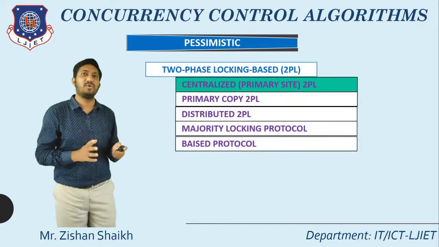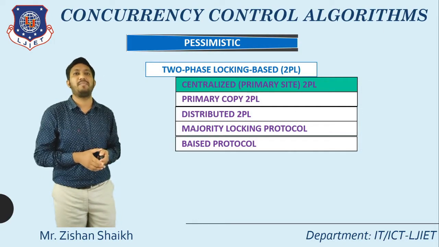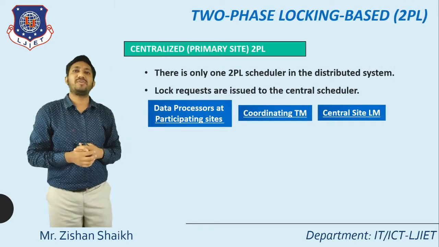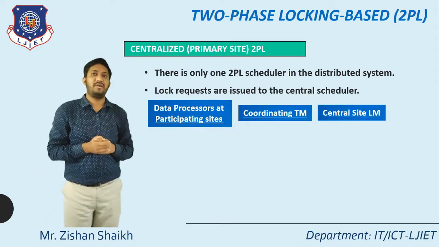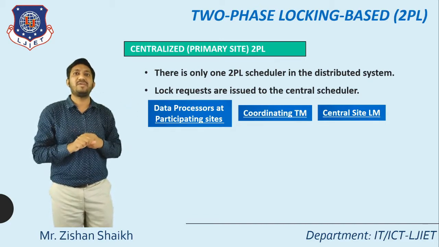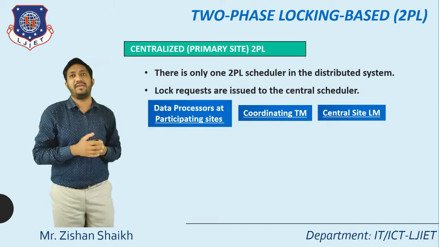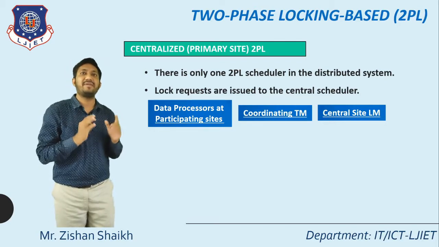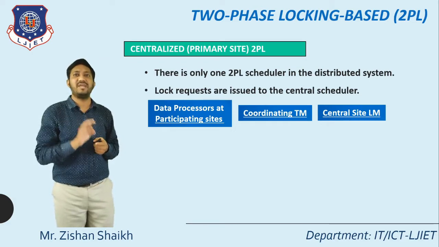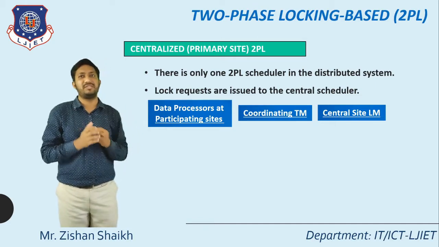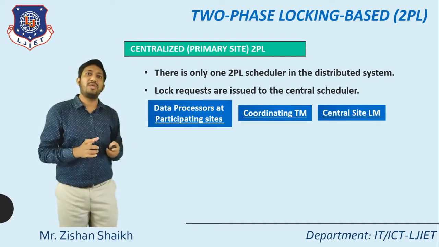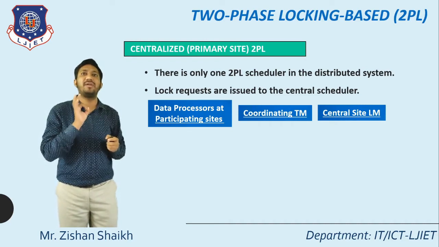Now we are moving to our first protocol, the centralized or primary two-phase locking protocol. Here only one scheduler is available in the distributed system. There are multiple sites, but locking requests are taken care of by only one site, known as the centralized site. If any transaction is requesting a data item, first it will check where the centralized server is available. That server maintains all the scheduling processes, so lock requests are issued at the centralized scheduler database.